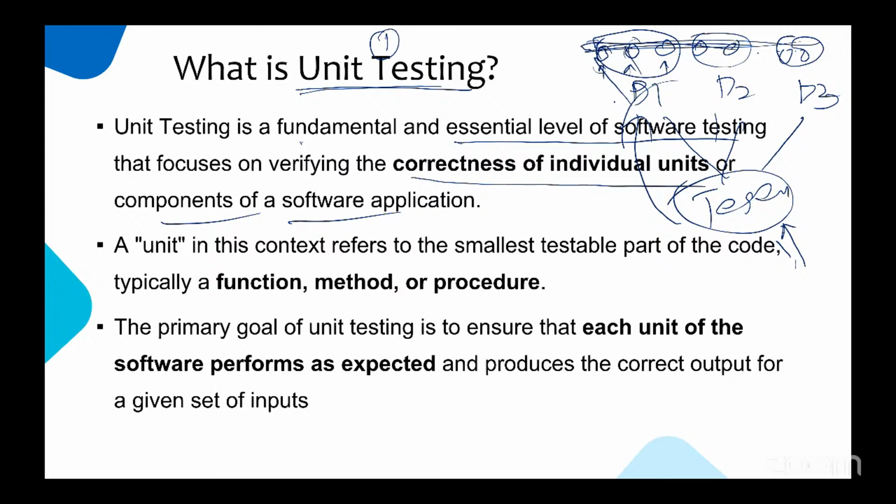So a unit in this context refers to the smallest testable part of the code. Typically, it may be a function, method, or a procedure, a small part of the code. The main objective, the primary goal, is to ensure each unit of the software performs as expected. You give a proper input, you get the proper output. Like that, unit testing will be done.